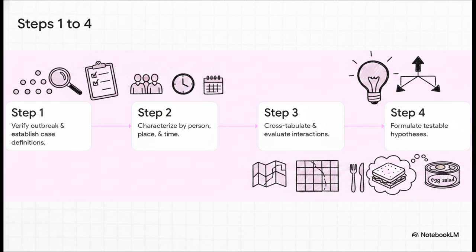In Step 2, we characterize those cases. Step 3 involves cross-tabulating metadata to find variable interactions, like figuring out if eating the egg salad, the tuna, or both caused a foodborne illness. All of this data feeds directly into Step 4, where we formulate a solid, testable hypothesis about where the disease came from and exactly how it's spreading.